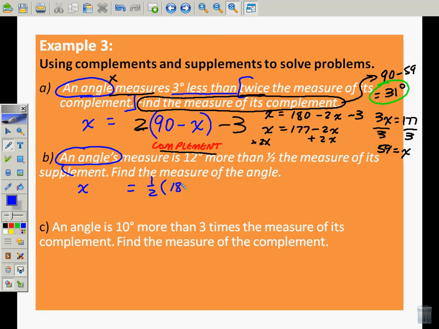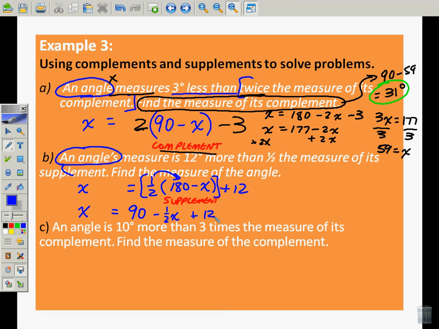Remember that supplement there. Now what I'm going to do is adjust this because x is 12 more than this thing. So in order to get them equal, I have to add 12 to this side because 12 more than this much here. 12 more than that is equal to x. So we go on and distribute. X is equal to 90 because 1/2 times 180, 90 minus 1/2 x plus 12.